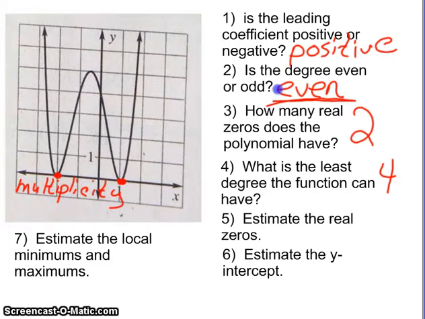Estimate the real zeros. The one on the left is at negative 2. The one on the right is at positive 1. Estimate the y-intercept. There it is. All right, well, the x-coordinate is 0. The y-coordinate is 1, 2, 3, 4, about 4.